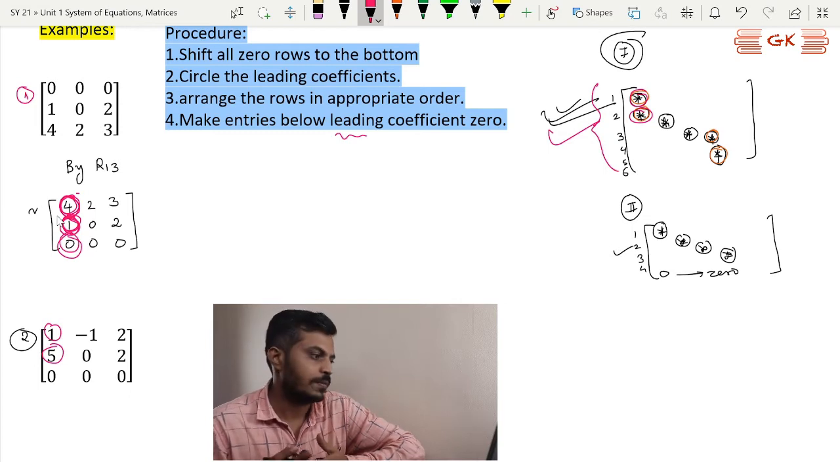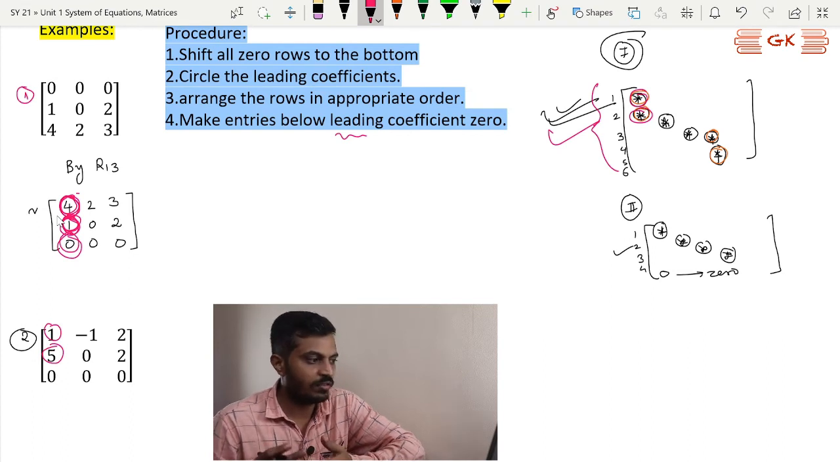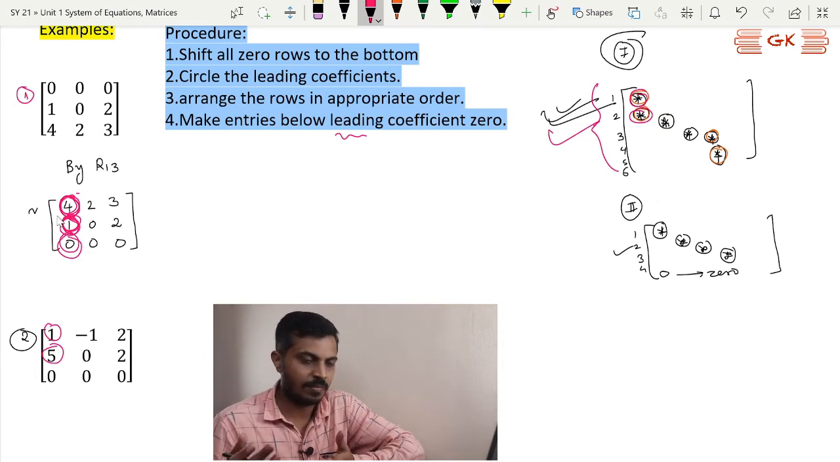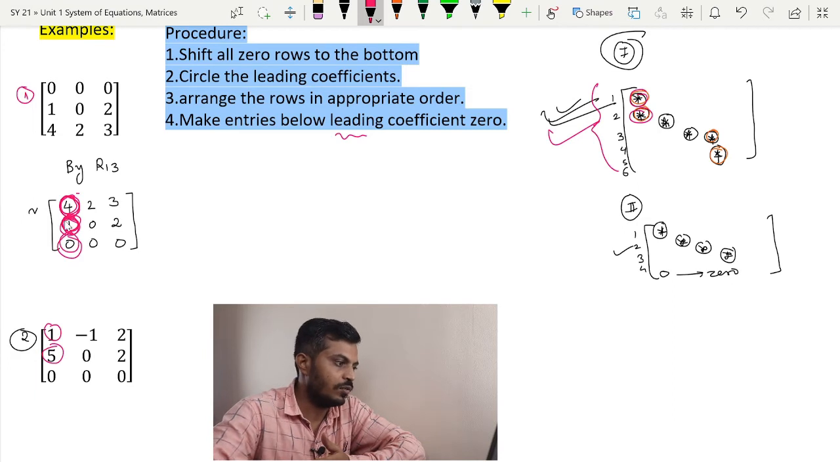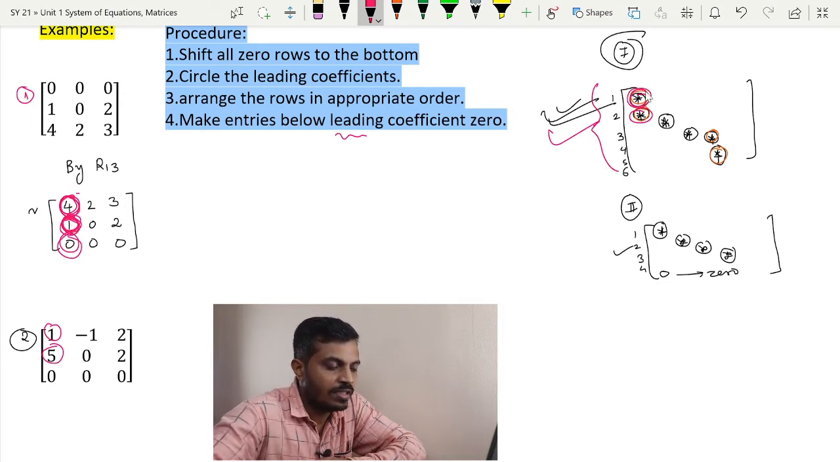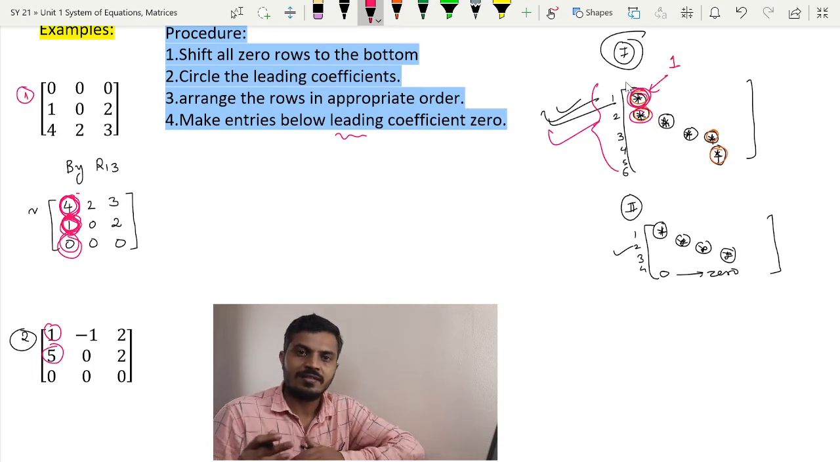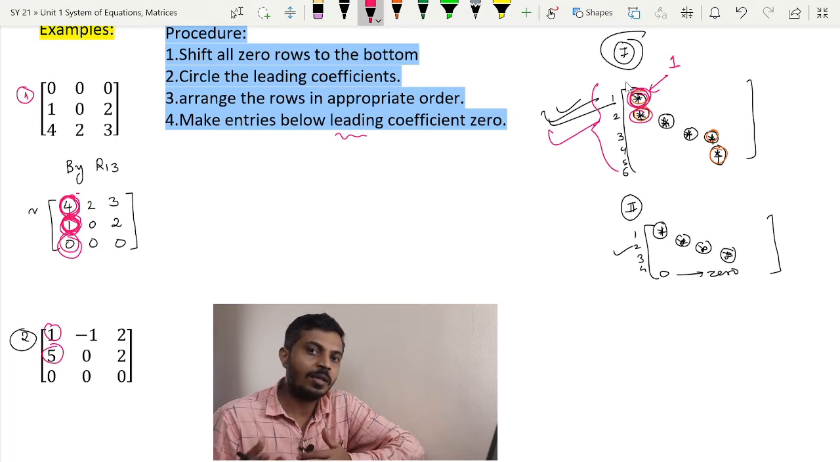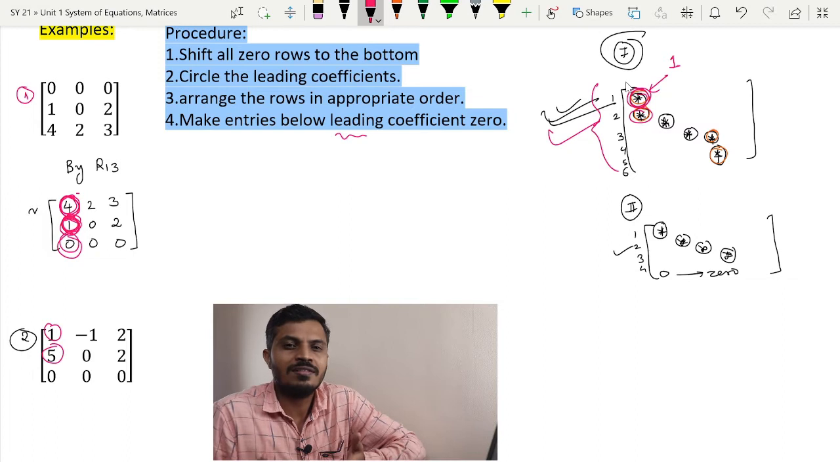There are two ways to do it. You multiply the second row by 4, so you will get the second row as 4, 0, 8, and then you perform the operation R2 minus R1, and you will get this entry as 0. But the easiest way is to try to make the leading coefficient 1. It is not necessary to make that entry 1, but why we make it 1? Because the calculations become easier.